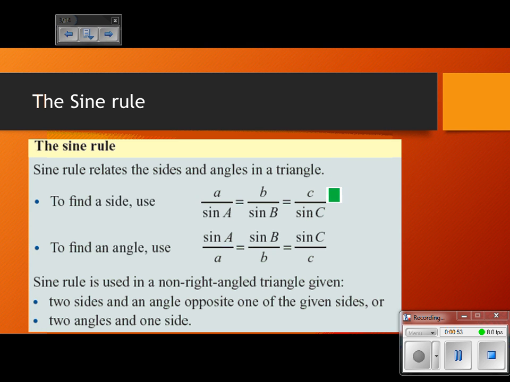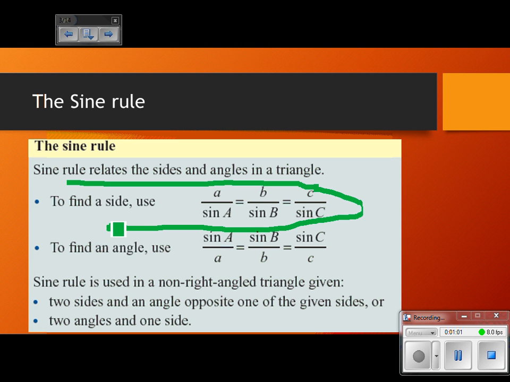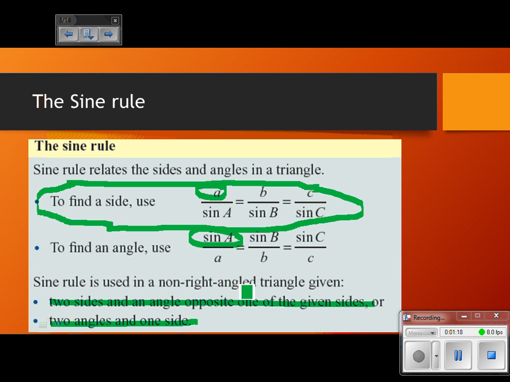So, here's the sine rule. You're given it in two different ways. Either way, you can use it. It's on your formula sheet, so it's very important. To find a side, put the side on top. To find an angle, you put sine A on top. It's used when you're given two angles and a side, or two sides and an angle. Either way will work. Now, when we're using it, we actually don't have two equal signs next to each other. It's just there so that you know that you can use it with C's if you've got a C.